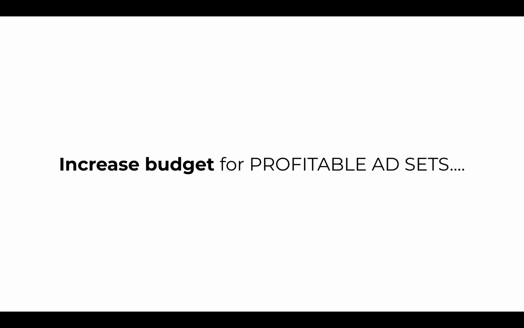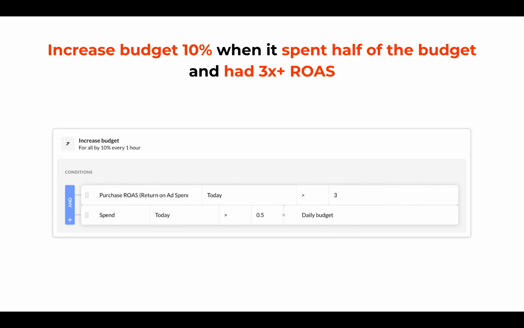We can also increase the budget for profitable ad sets by taking a look at our ROAS. We can set up a rule to increase the budget 10% on every hour when we know that we've spent some budget for the day and we've actually produced a good ROAS.